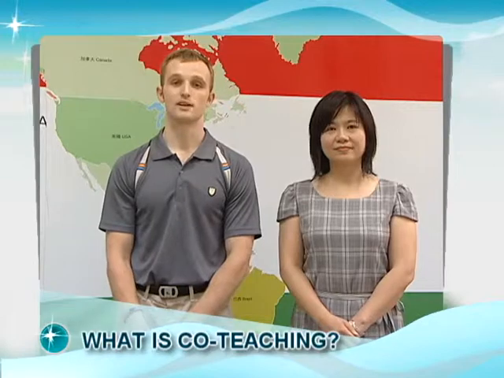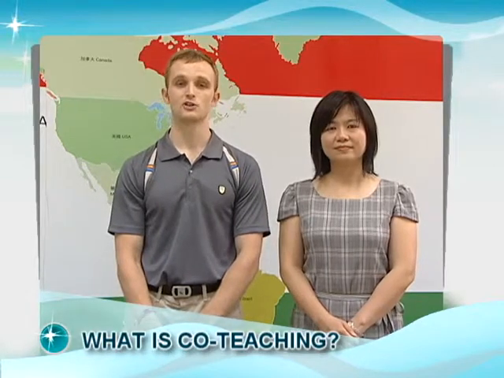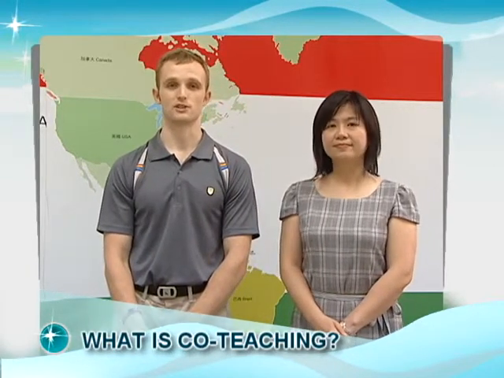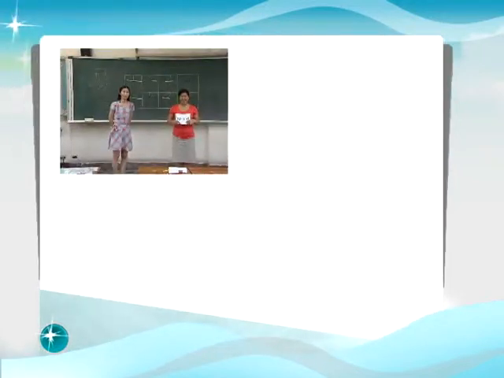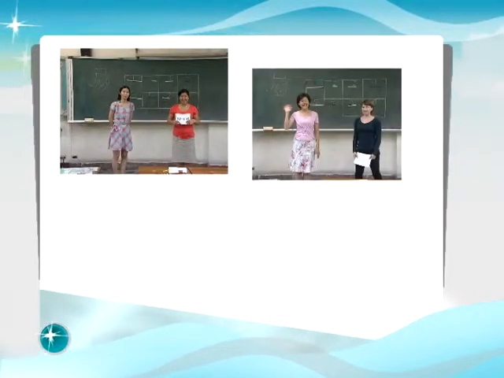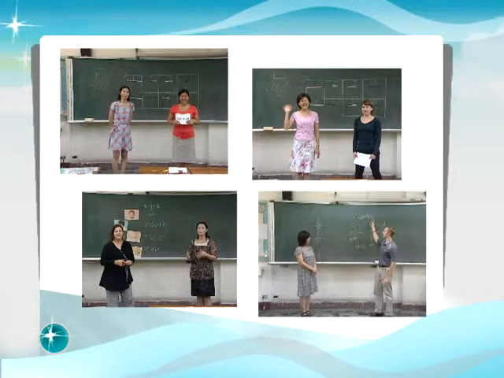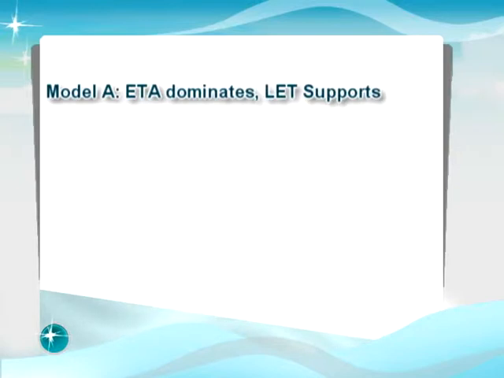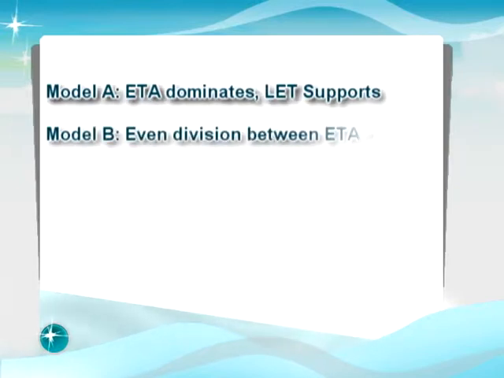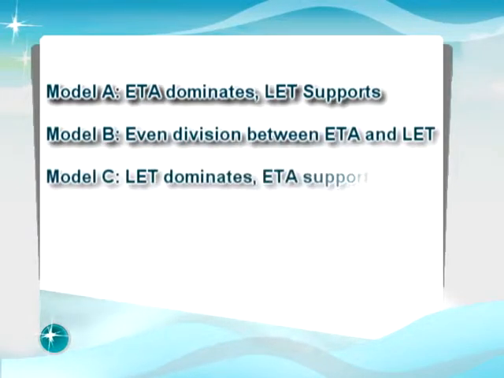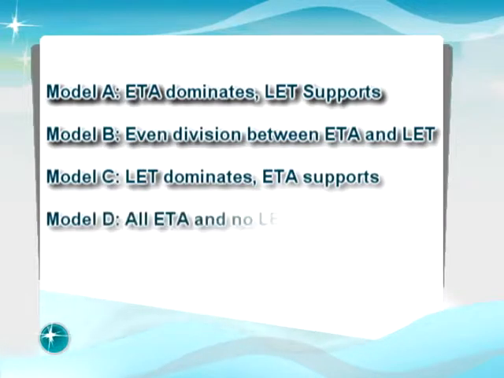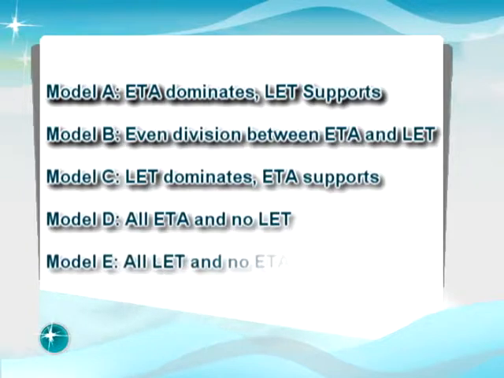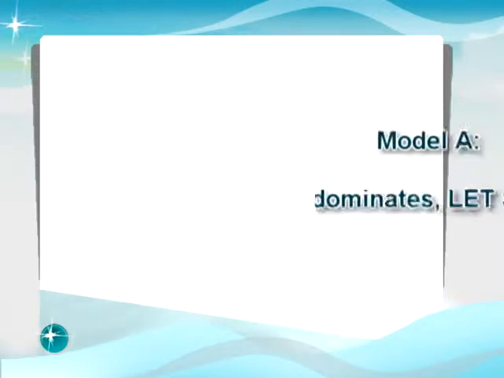There are many different ways to co-teach effectively. Let's look at a graphic of the different models of co-teaching. As you can see, the responsibilities for teaching can be distributed along the scale in many ways. Here, we will look at 3 potentially effective models: Model A, Model B, and Model C. We will also show you why 2 other models, Model D and Model E, are ineffective. Let's take a look at the first model.